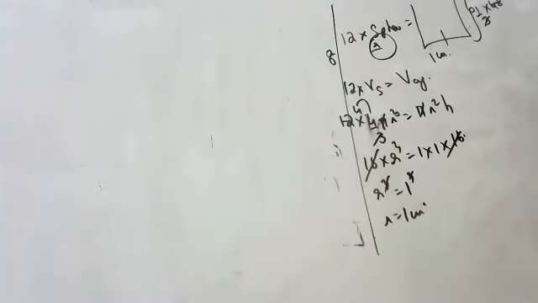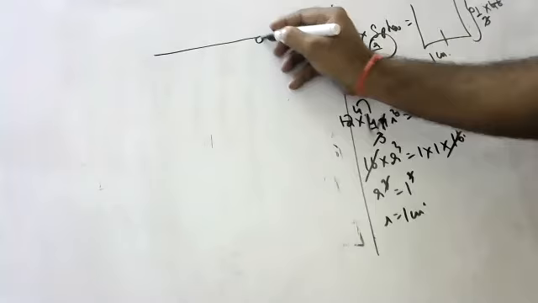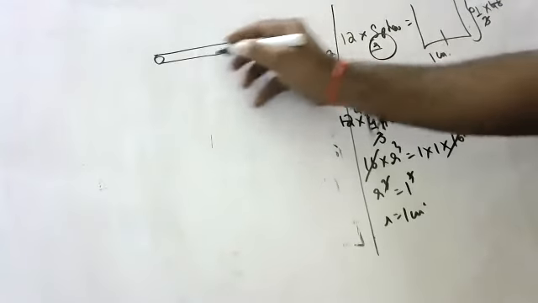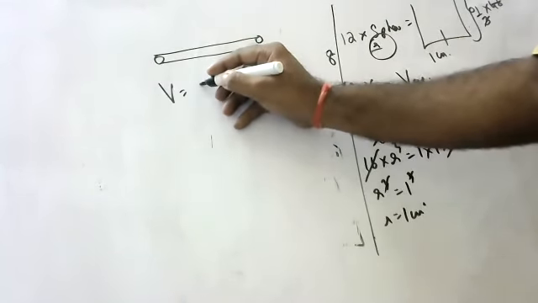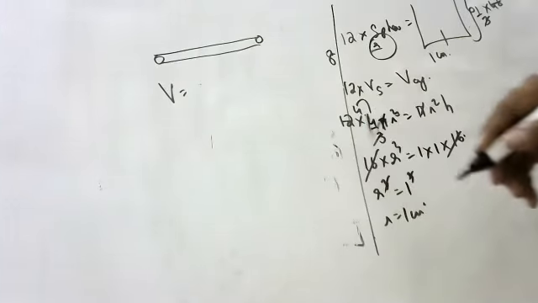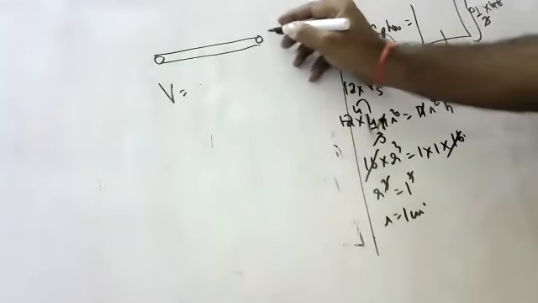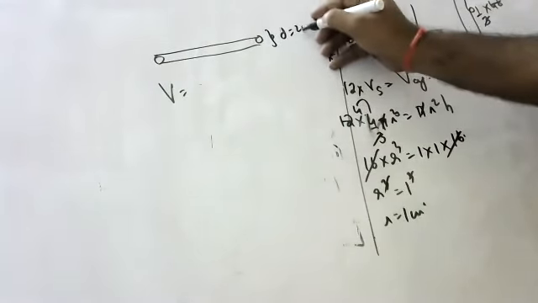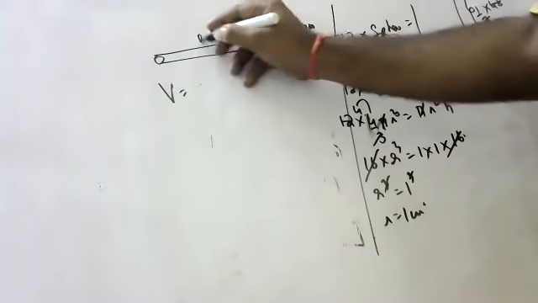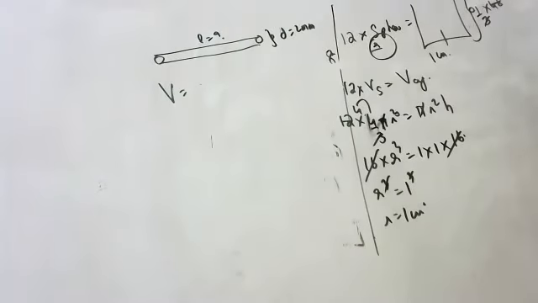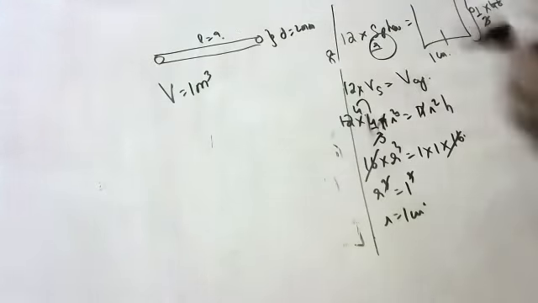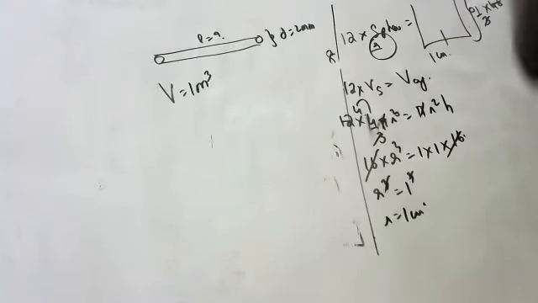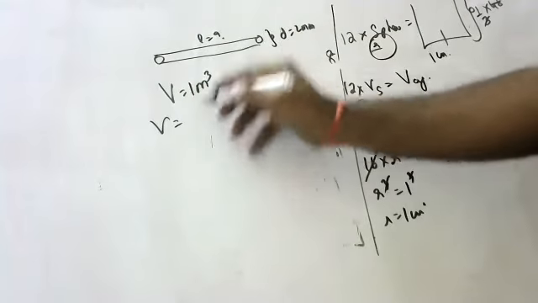A cubic meter of brass. Children, there is brass. The volume they are saying is cubic meters. A cubic meter of brass is drawn into wire of diameter 2 mm. Find the length. So the question is, a cubic meter means volume is 1 meter cube. This is drawn into wire. Okay, children, what is the volume of the cylinder, children?